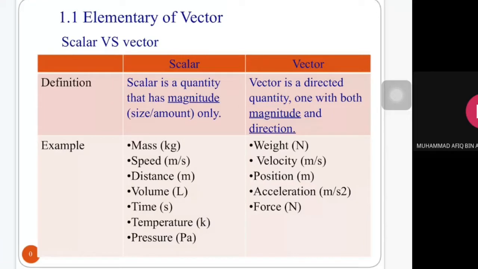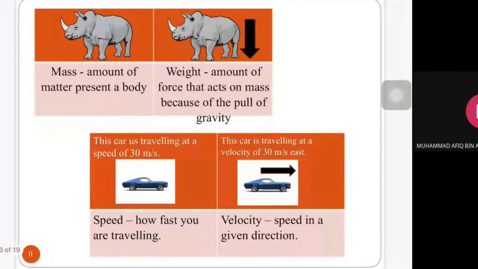So these are some examples of scalar and vector. We have mass, speed, distance, volume, time, temperature, and pressure. Examples of vectors are weight, velocity, position, acceleration, and force. So look at this example.